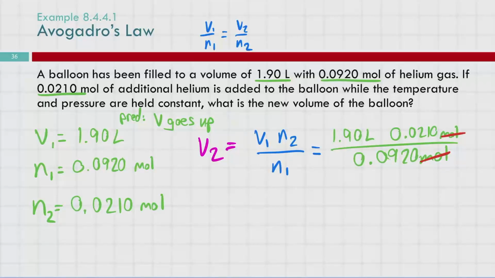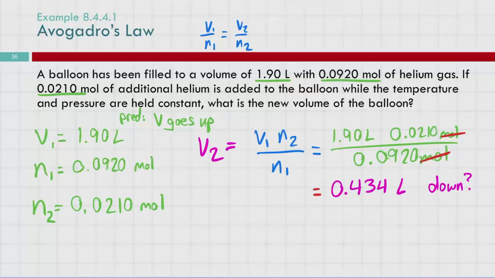The moles cancel. I'm leaving off the helium label because in our gas law stuff, because of the way kinetic molecular theory works, the identity of the gas doesn't matter. So we can leave it off. You can leave it on if you wanted to. So 1.9 times 0.021 divided by 0.092. The volume that we're predicting, 0.434 liters. Is that up or down? That's down. Why did we expect it to go up?